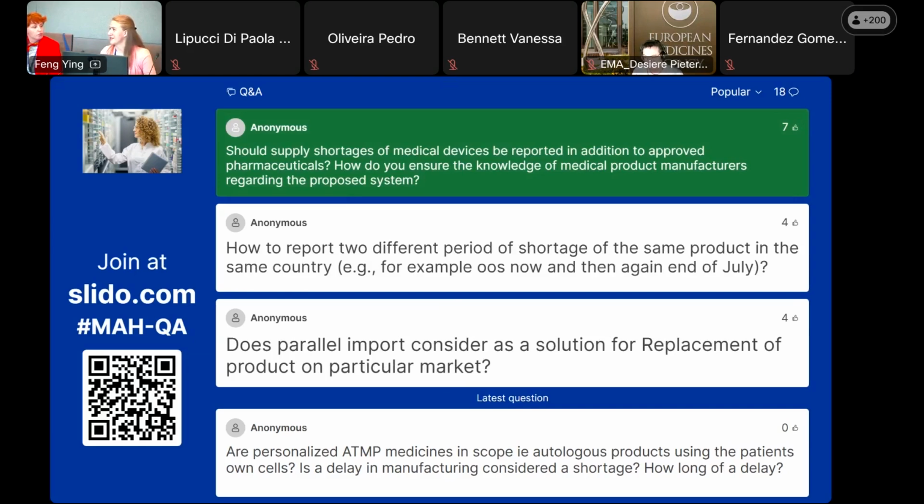Moving on to the next question. Should supply shortages of medicinal devices be reported in addition to approved pharmaceuticals? How do you ensure the knowledge of medical product manufacturers regarding the proposed system? This question is not in scope of ESMP. Sophia, do you want to add something on that?